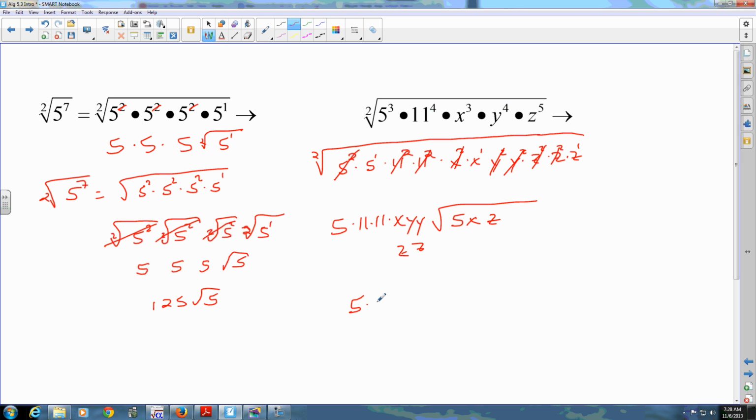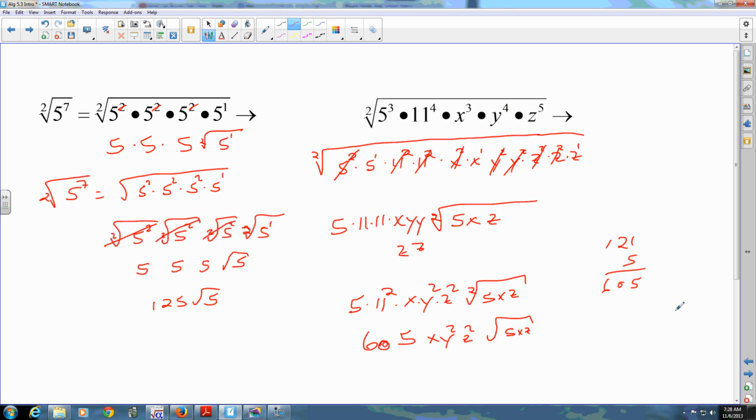So I've got 5 times 11 squared times x times y squared times z squared times square root 5xz. And notice I usually am not writing the 2 that's here because they mean the same thing. So you'd multiply this out. So that's 121 times 5. That would be 5, 10, 1, carry that, 605. So 605, x, y squared, z squared, square root 5xz. Okay?